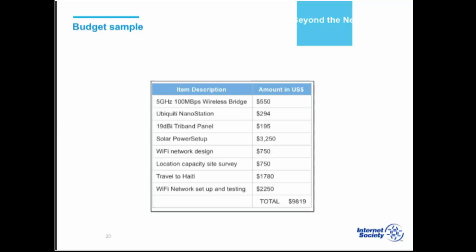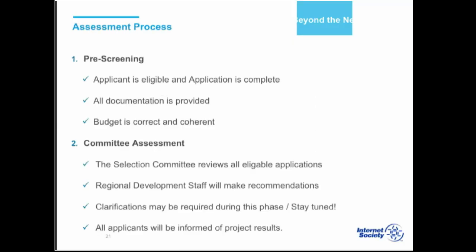So let's go on. What happens once the deadline is completed? Now we'll start the review of your application. There are two main phases in the application review process. One is the pre-screening. This is where we will look at whether the applicant is eligible, because you always have people applying that are not members of ISOC, and whether the application is complete. Those are two main things.